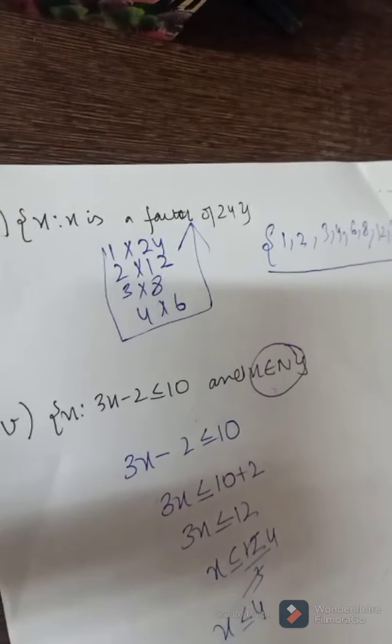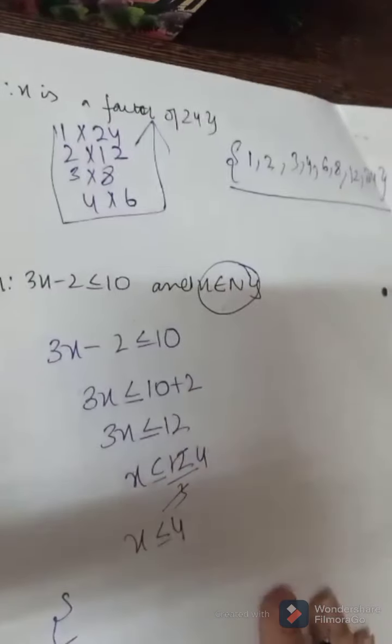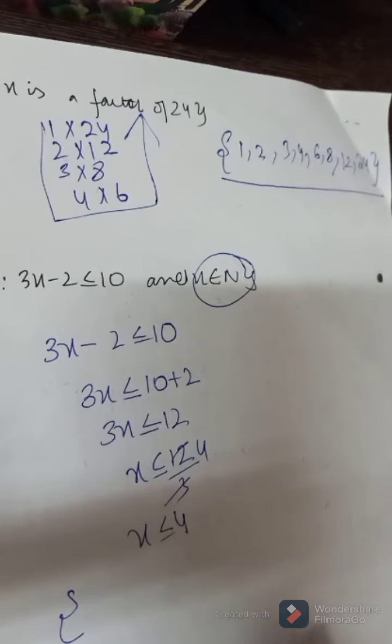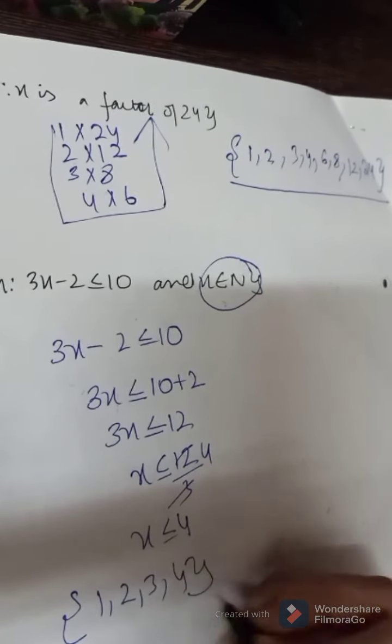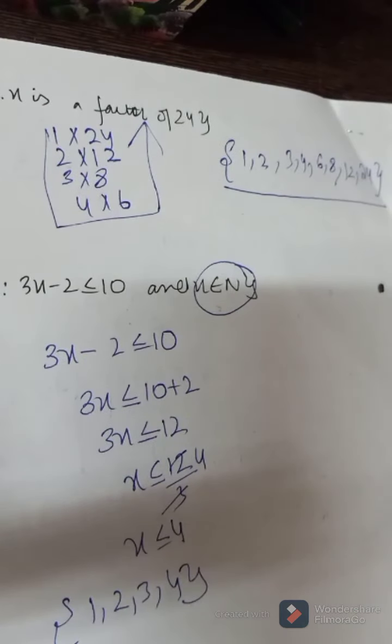Now x belongs to natural numbers. Natural numbers start from 1. So 0 will not be included and negatives will not be included. The set will consist of 1, 2, 3 and 4 only. I hope this is clear to you.